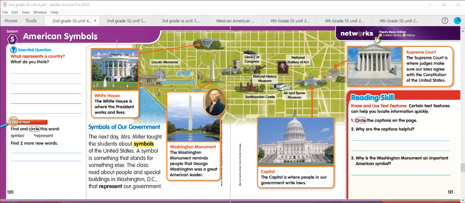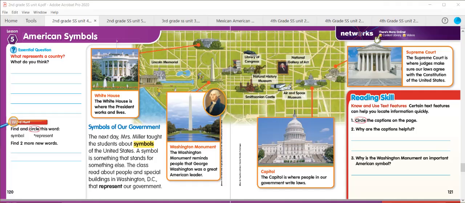Lesson 5. American Symbols. Essential question. What represents a country? What do you think? Symbols of our government. The next day, Mrs. Miller taught the students about symbols of the United States. A symbol is something that stands for something else.